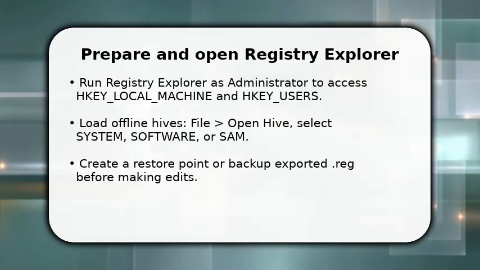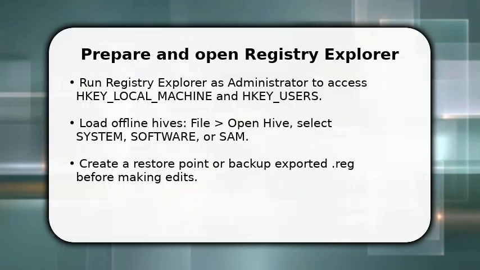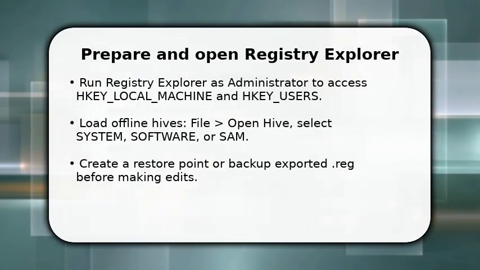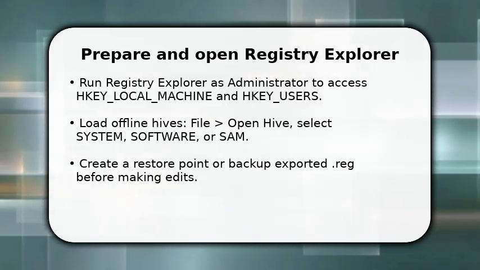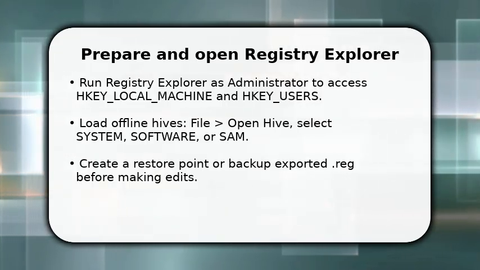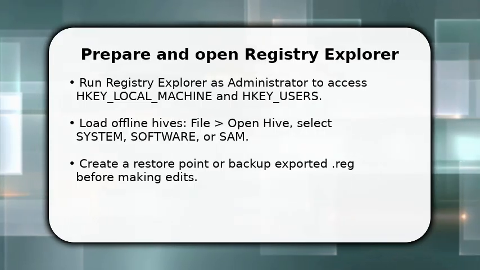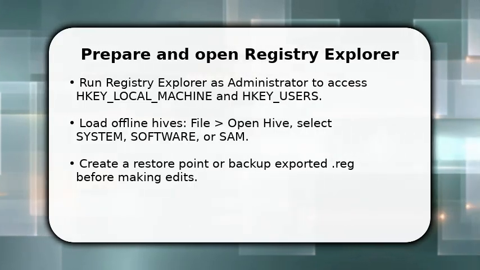You begin by running Registry Explorer with elevated privileges so you can access protected hives. Load any offline Hive files immediately. Use File, Open Hive, and pick System, Software, or SAM from the target system. Once loaded, browse keys with the tree on the left.